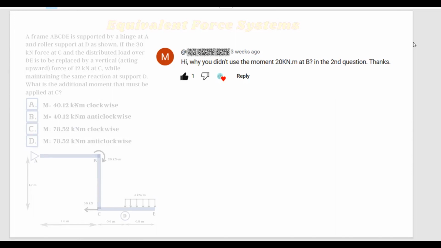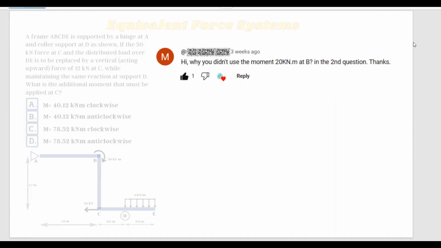Another thing I want to add is that since you're asking about the moment at B, you should also ask why we aren't adding the reaction at point D. In order to do this properly, to take the moment about point A the way we're supposed to, we have to calculate the reactions first and add all the forces. But we didn't do that because the problem states that we're making all of these changes while maintaining the same reaction at support D.